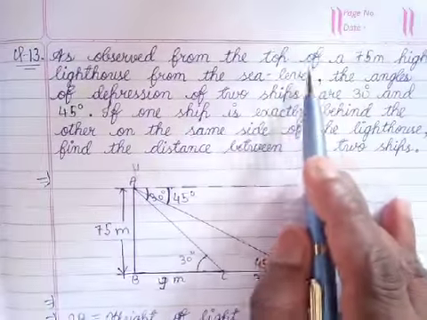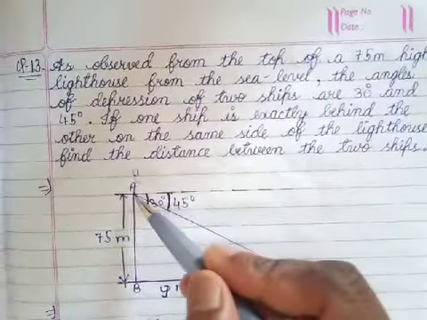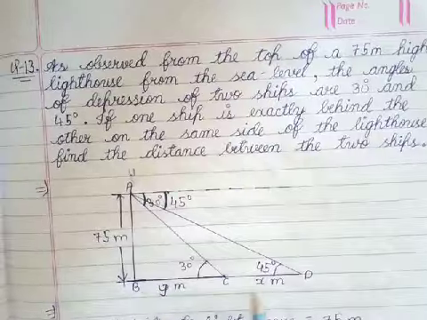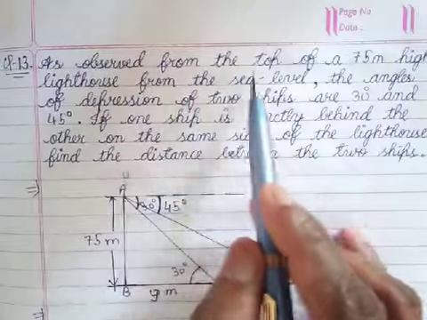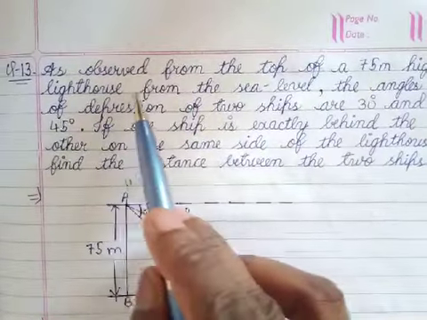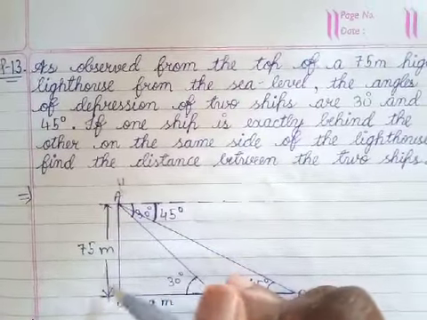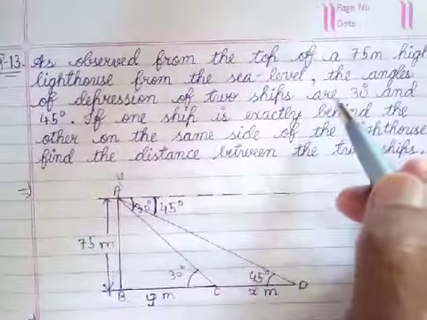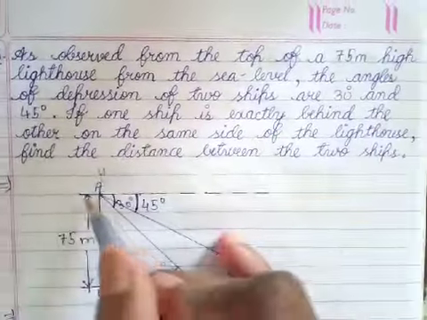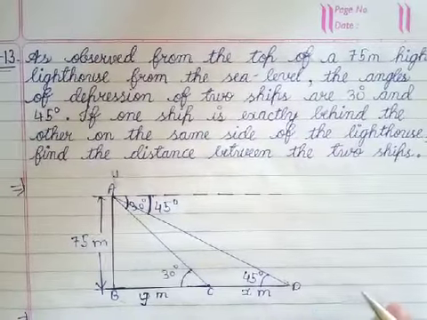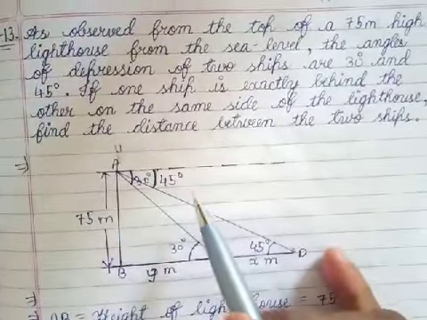As observed from the top of a 75 meter high lighthouse from the sea level, it is 75 meter high from the sea level here. So it is sea level, AB is 75 meter. The angles of depression of two ships are 30 degrees and 45 degrees. So in depression it will be opposite.